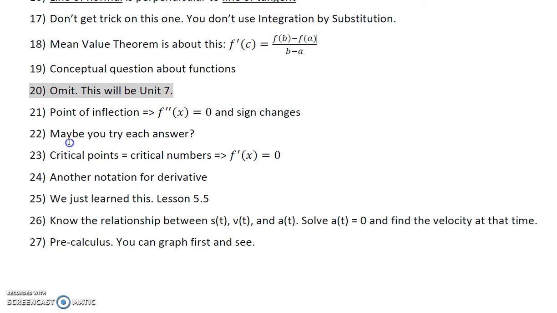Question 22, it says try the answer. Okay, so you may not be able to solve it directly. If you could, wonderful. Otherwise, work backwards. Try each answer and then differentiate it to see which one gives you the question. Question 23, critical numbers and critical points are the same thing, which is solving f prime equal to 0 or where it is undefined. Question 24, another notation for derivative.